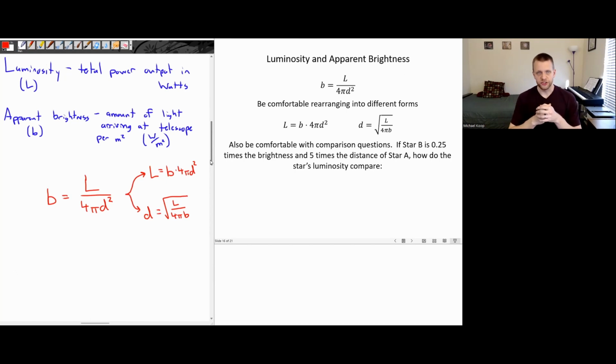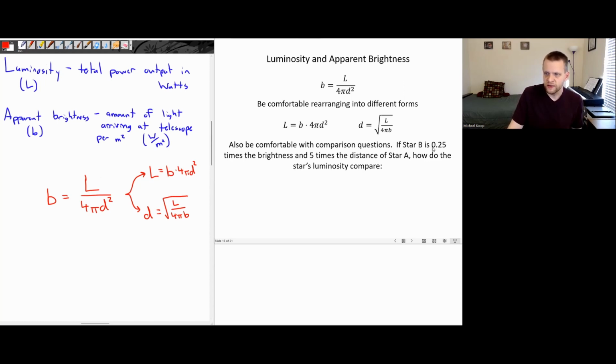So what kind of questions are we going to see for this? Most of the questions that I'm going to ask on this brightness, luminosity, and distance equation are going to be those kind of comparison style questions. So we saw some of these when talking about Newton's law of gravitation. We're going to see more of these comparison questions here. So let's look at an example.